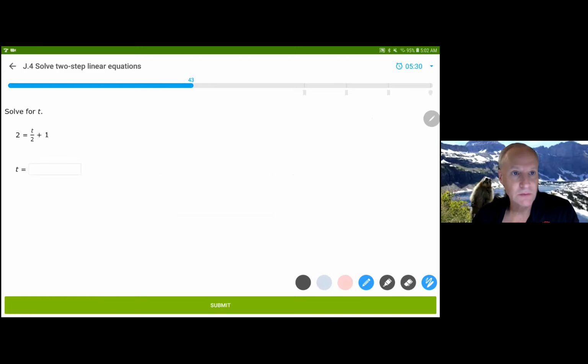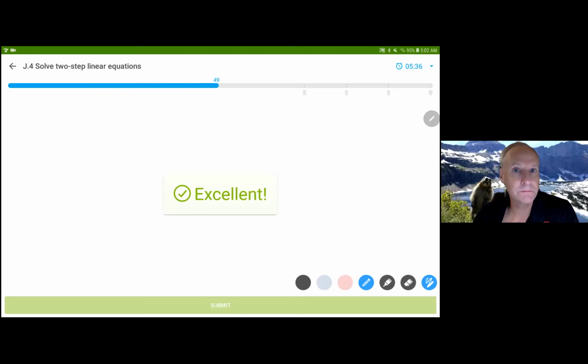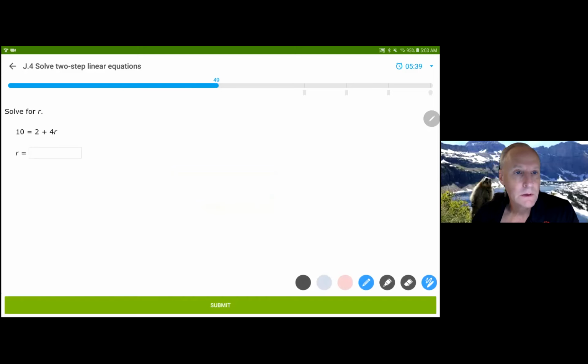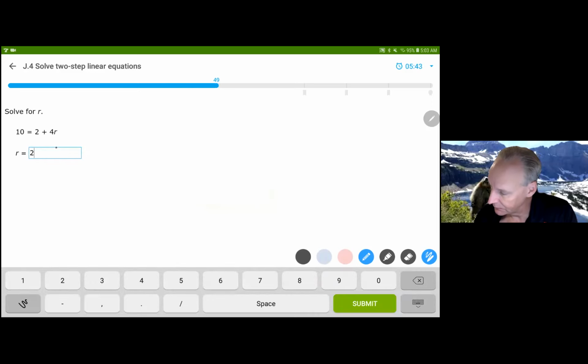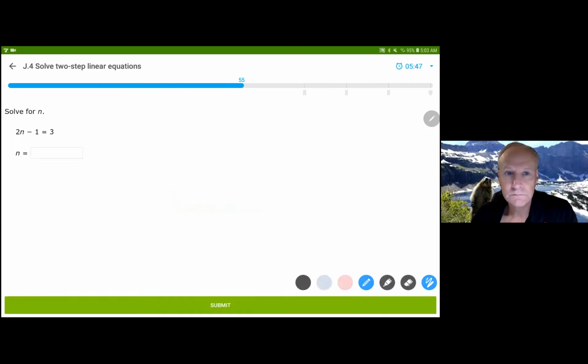Again, we're going to subtract 1 and then multiply by 2. So I'm going to get 2. I'm going to start doing it in my head. Don't need to write it out. This time I'm going to subtract 2 and divide by 4. Get 2. This time I'm going to add 1 and divide by 2 and get 2.